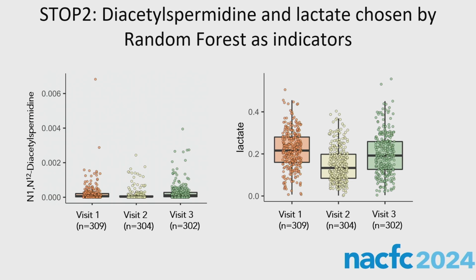We also used a different approach for selecting the molecules that are different between the different time points. This is random forest, and we see the same lactate signal that I just mentioned to you. And another molecule that emerges is diacetylspermidine, which is an indicator of biofilms. It's actually used as a marker of colon cancer. And so that's actually quite interesting that we also see that that's going down at visit 2 after antibiotic treatment.